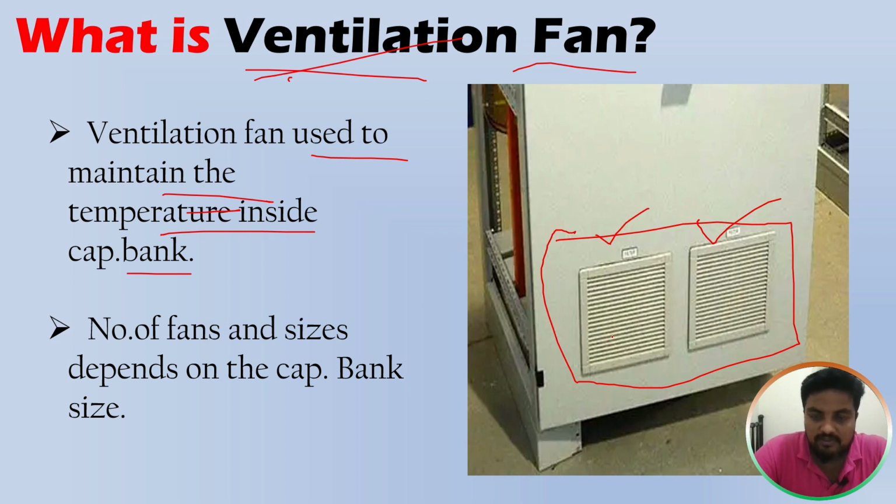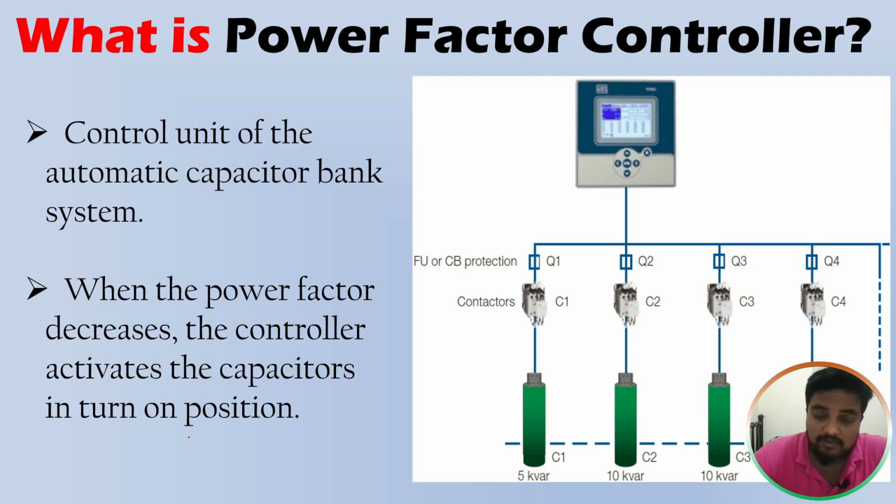Sometimes we can fix them at the front also, depending upon the capacitor location and the size of the capacitor and the reactors. We will propose these fans in the capacitor bank. The number of fans and the size of the fan depend upon the capacitor bank size. When the kVA rating increases, the size of the fan or the quantity of fans will also increase according to the capacitor bank size.